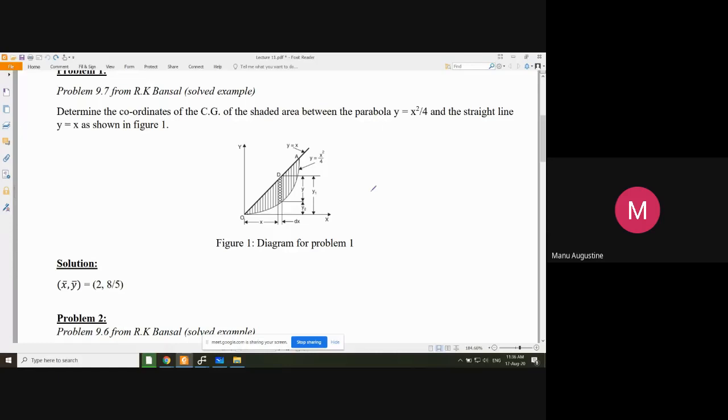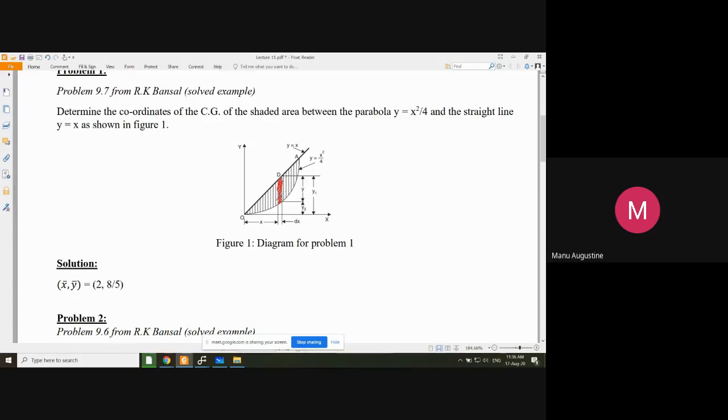So this parabola is going to intersect this line at some point. Can you find out what will be the coordinate of this intersection point? Because this is important. Because as you can see, this is the strip of area that we are going to select. See, this is the strip of area.